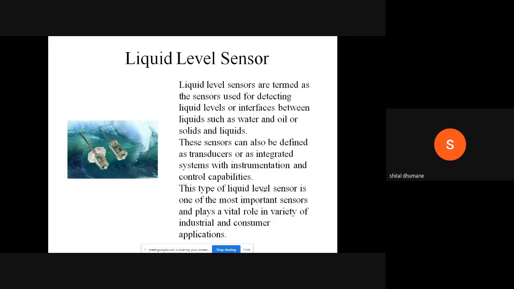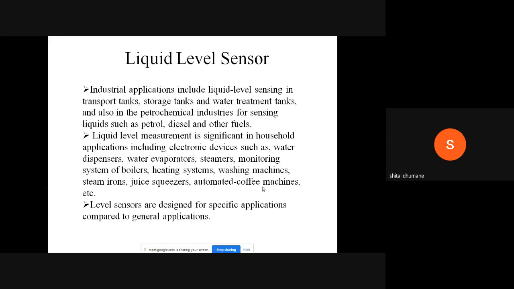This type of liquid sensor is one of the most important sensors and plays a vital role in a variety of industrial and consumer applications. In industry there is the use of these liquid level sensors. Industrial applications include liquid level sensing in transport tanks, storage tanks, water treatment tanks, and also in petrochemical industries, for sensing liquids such as petrol, diesel, and other fuels. Liquid level measurement is also significant in household applications, including electronic devices.